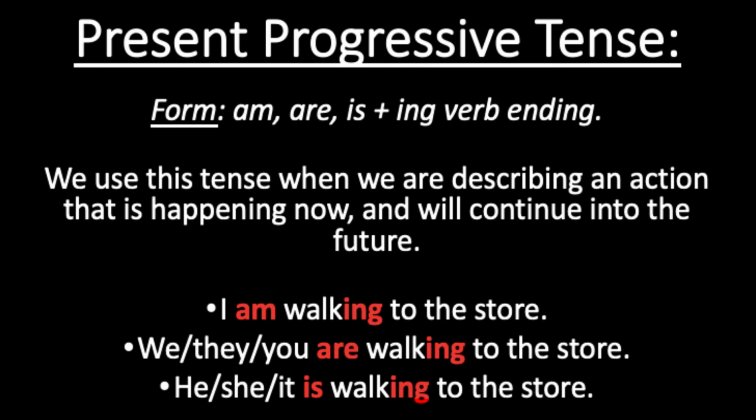For example, if we are talking about I, we always use am. I am swimming. If you want to use you, they, or we, use are. You are swimming. They are swimming. We are swimming. Then, if you want to use the pronouns he, she, or it, we use is. He is swimming.